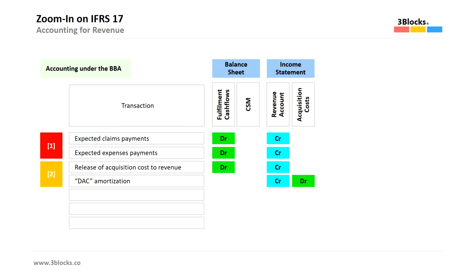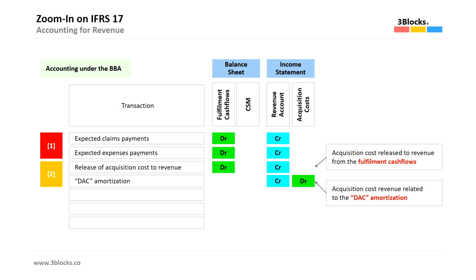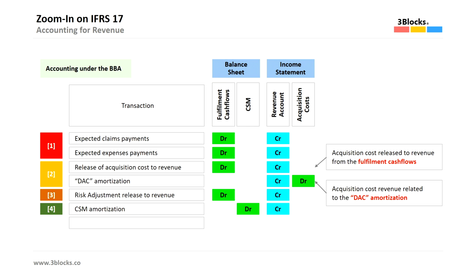So coming back to our list of journal entries, we have got acquisition costs released to revenue from the fulfillment cash flows and acquisition costs related to the quasi-DAC amortization. Then we have the release of the risk adjustment and last but not least, the release of the CSM. We should also remember that the portion of the risk adjustment movement that does not represent the revenue goes to the CSM.